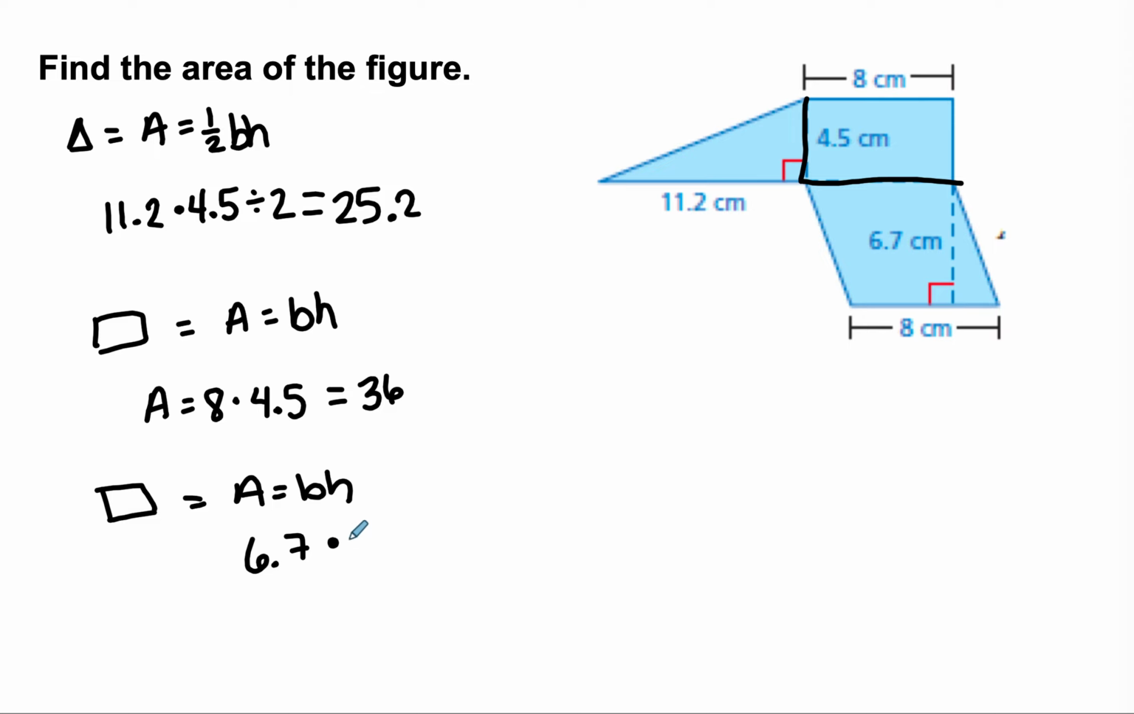So 6 7/10 times 8. And that is going to give us 53.6. All right, so we now have our 3 numbers that we need to add for our total area.